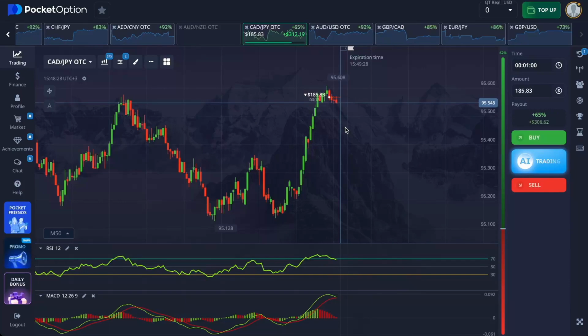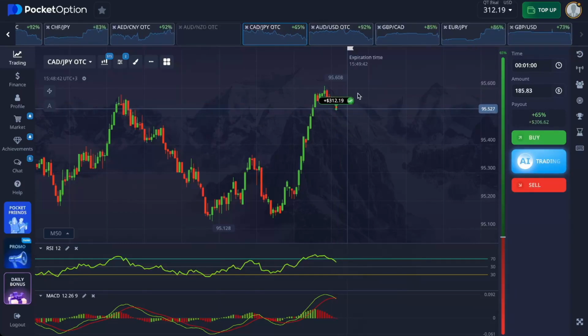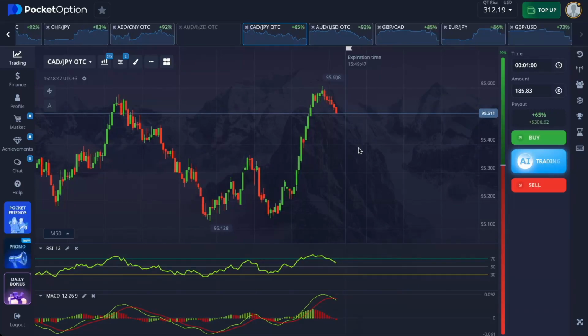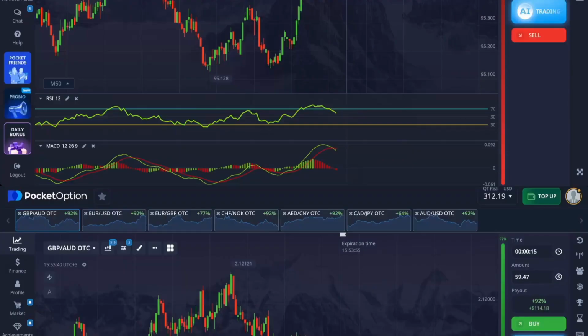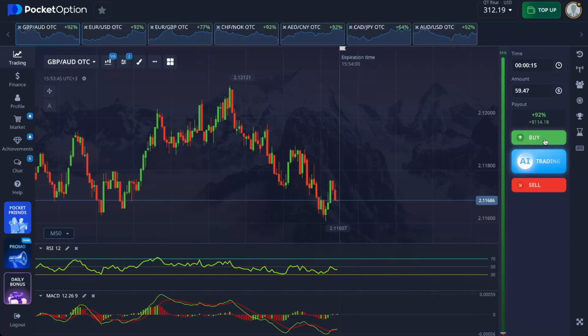There's just a little time left until expiration, and we'll have our result. Just 5 seconds left. Excellent. We now have $312 in our account. Let's move on to the next trade. Now I'll pick the next currency pair. Well friends, let's continue. In this case, I'll go for a buy.